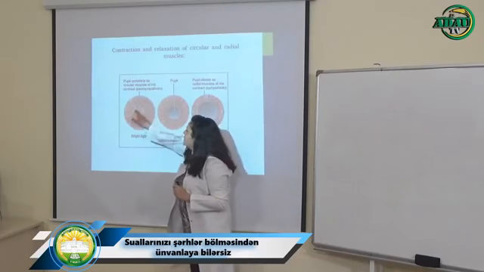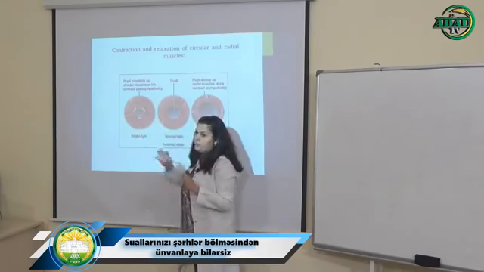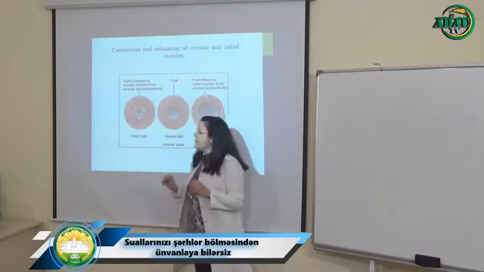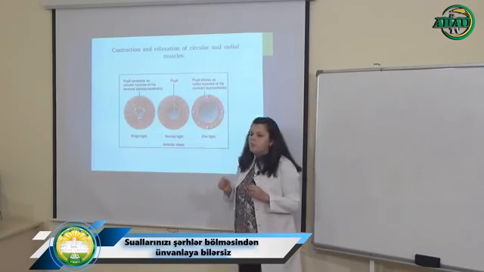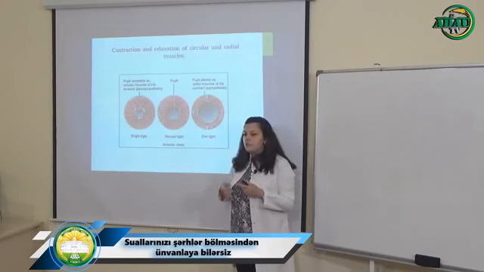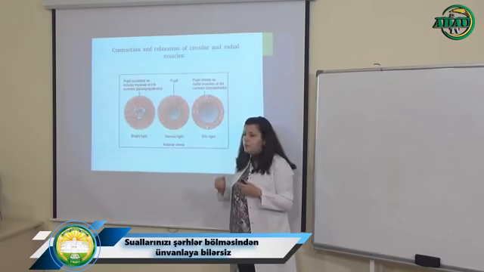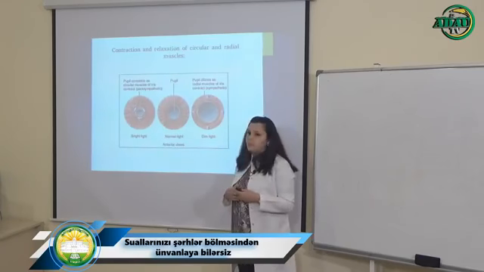There's circular muscle and radiate muscle. Circular muscle is located close to the pupil, and radiate muscle is located around the circular muscle. When the circular muscle is contracted, this causes miosis. Miosis is the contraction of the diameter of the pupil. The pupil becomes smaller. This muscle is called musculus sphincter pupillae.